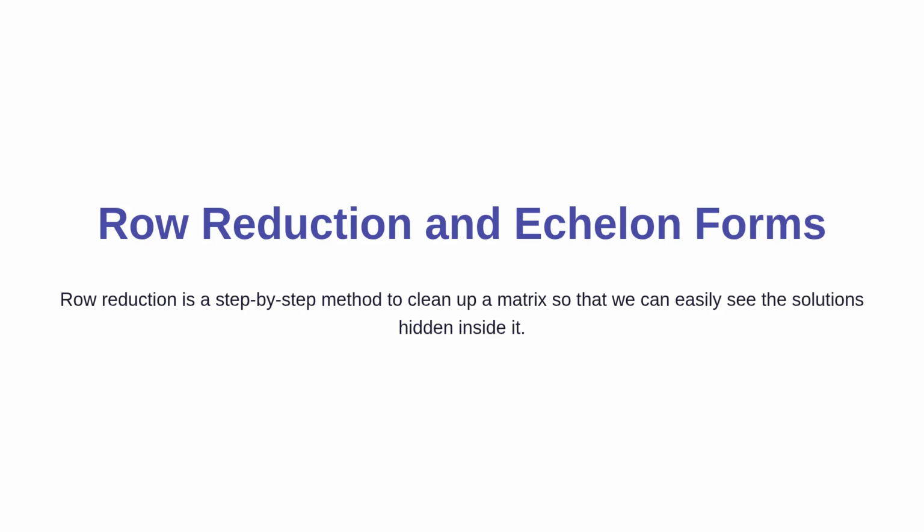Welcome to Algebra. Today we are going to tackle a fundamental topic called row reduction and echelon forms. Imagine you have a massive, tangled ball of different colored yarns. If you try to pull one string, the whole thing knots up. You have to carefully untangle it one color at a time.